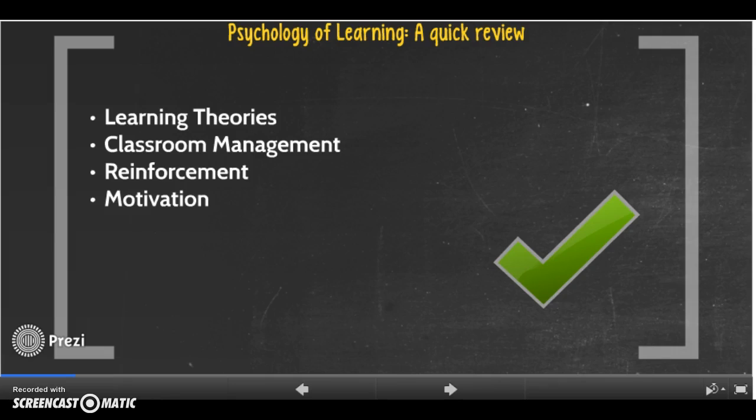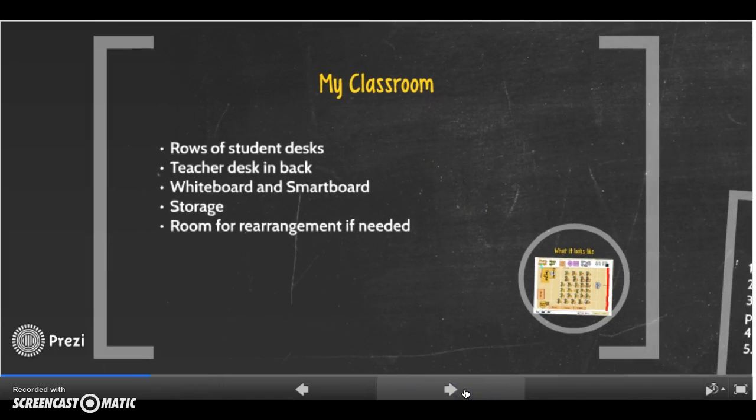And another thing that we've talked about is the idea of motivation in school. Motivation is a big deal with students because if they're not motivated to learn, then it will just be a not very active and engaging environment for the kids. So let's start with my classroom.